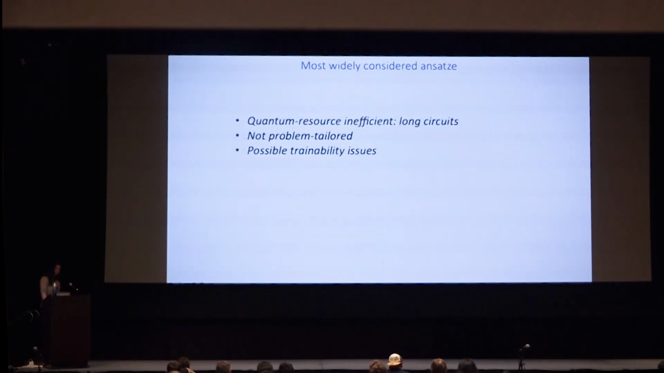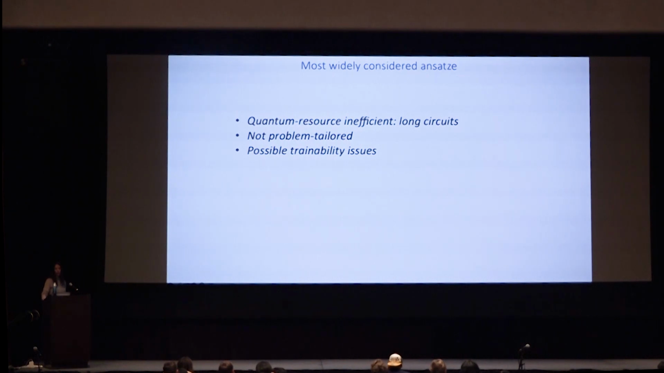So going back to our work from 2019, we looked at the literature, we looked at these different ansatz, and what we realized is that they can lead to very long circuits. They're not problem tailored for the most part. So especially the hardware efficient ansatz knows nothing about the problem you're solving. It has the same gates, and then you're trying to minimize the objective function, no matter what the Hamiltonian is. And of course, as I mentioned, you have possible trainability issues.